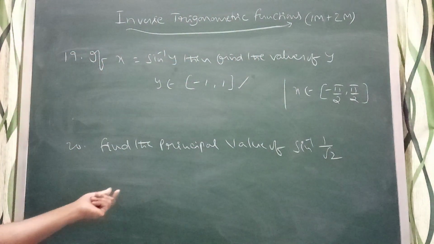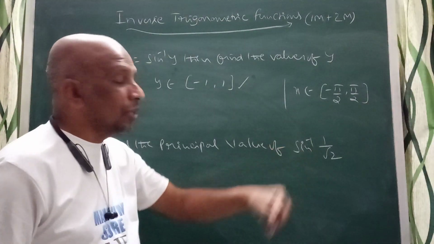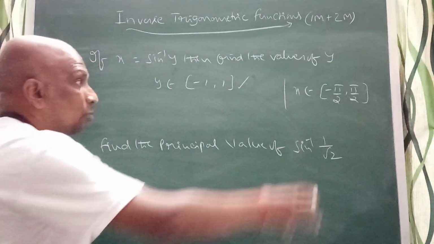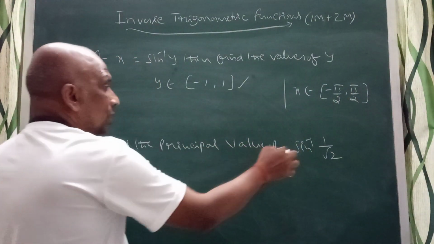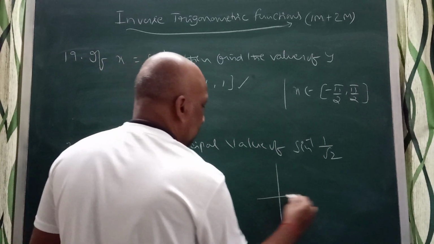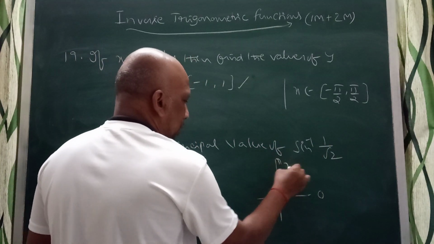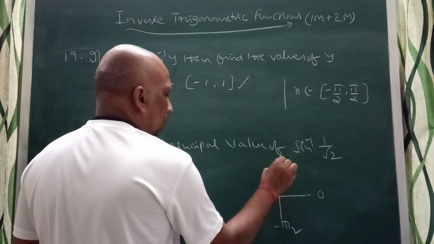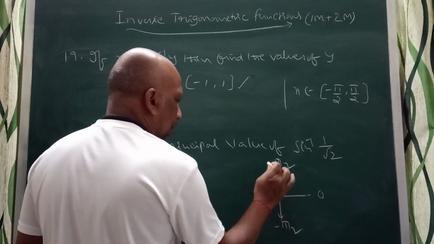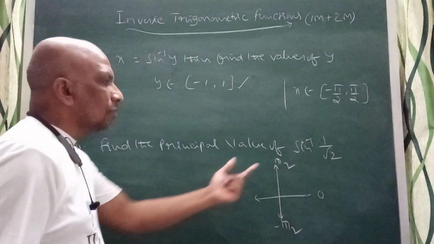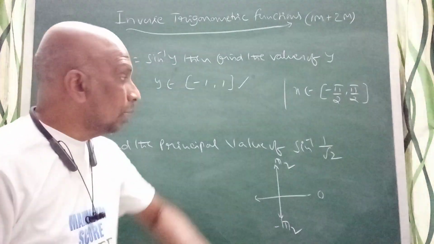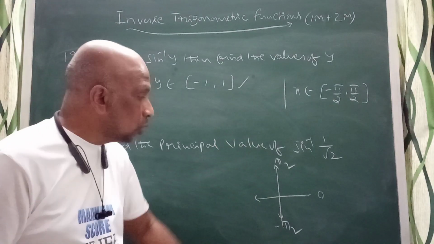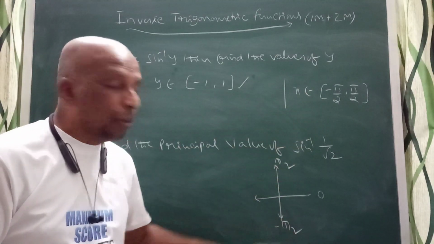Coming to this problem, find the principal value of sin inverse 1 by root 2. Just now I discussed principal value with this one. Always you can think 0 to this is pi by 2, this is minus pi by 2, right? In the case of sin inverse 1 by root 2, the principal value of the branch should be the closed interval minus pi by 2 comma pi by 2.